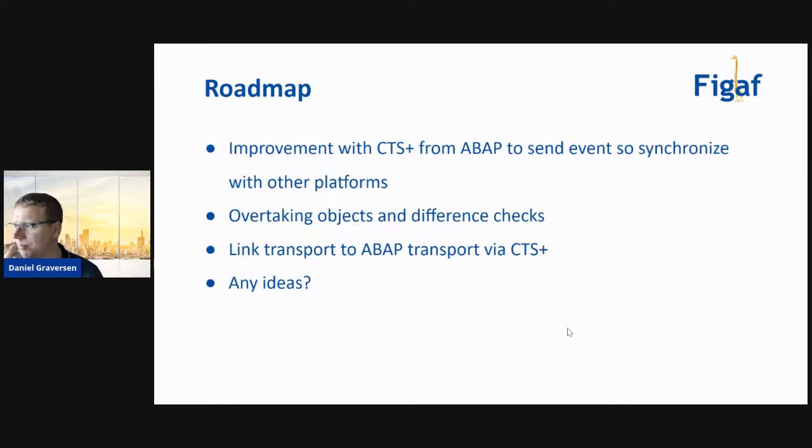So on the roadmap, one of the things we are now considering is whether we can synchronize our normal transport with CTS Plus. So if you, for instance, have ChaRM or CTS Plus to do some ABAP changes, it will just send an event to the Figaf tool and we will be able to do the import there. And the idea is that we can obviously leverage that for CPI and API management. So if you have an ABAP function or functionality that goes live at some specific time, then you can handle it that way.